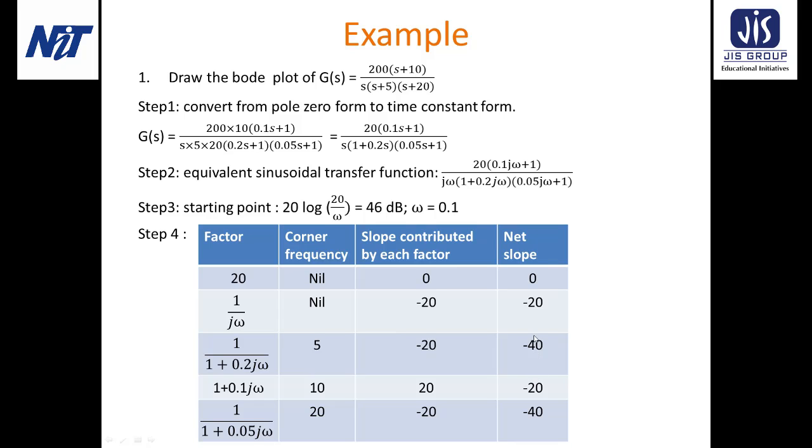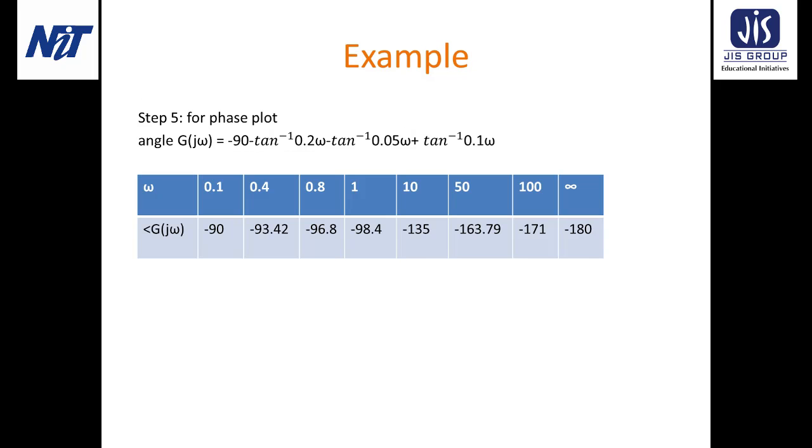And we will complete this net slope like this: minus 40 plus 20 gives us minus 20, and minus 20 minus 20 is equal to minus 40. So this is the net slope, corner frequency and the factors. Now we will plot the Bode plot for each factor, and the overall cascading form is the Bode plot of the open loop transfer function. So this one is for the magnitude plot.